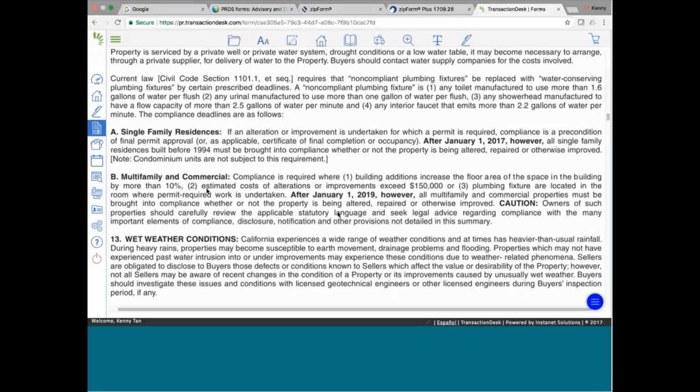All single-family residences, if an alteration or improvement is undertaken for which a permit is required, compliance is a precondition of final permit approval. So after January 1st, 2017, all single-family residences built before 1994 must be brought into compliance whether or not the property is being altered or repaired. So basically, they want everybody to have water conserving fixtures to save water because of the drought that we have in California. Okay, for commercial, the law kicks into effect in 2019, but the residential is already in effect.